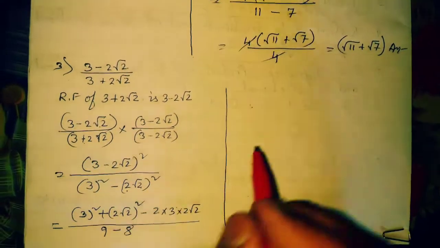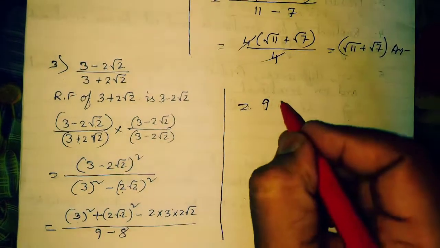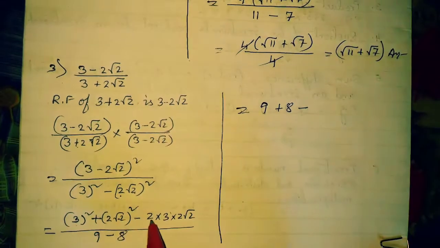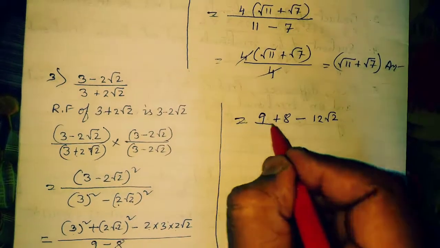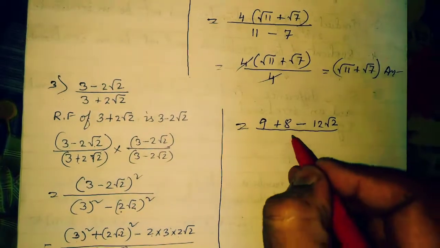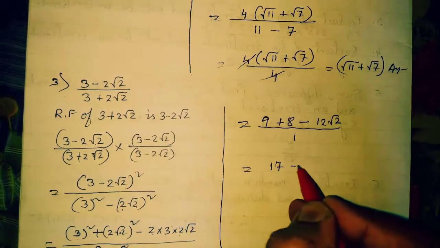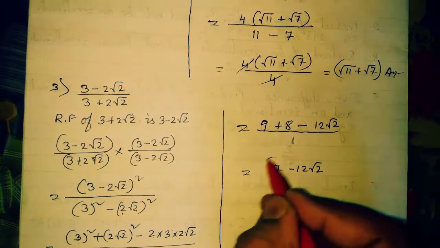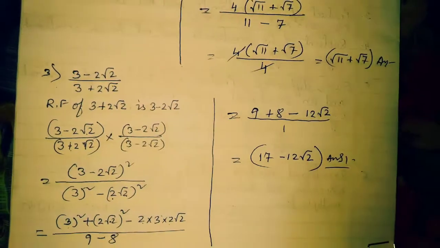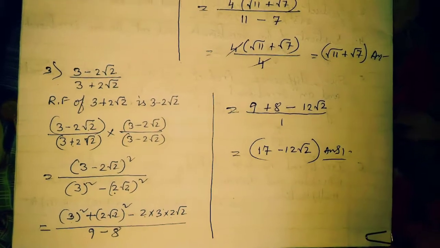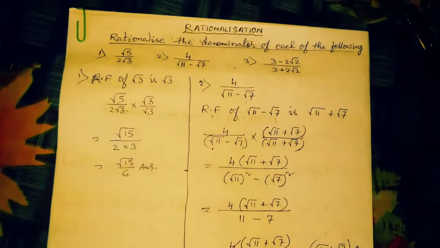If we solve, 3's whole square is coming what? 9. (2 root 2)'s whole square is 8, minus 3 twos are 6, 6 twos are 12, 12 root 2, divided by 9 minus 8, which is coming what? 1. So finally 9 plus 8 is coming what? 17 minus 12 root 2. This will be the answer over here. Clear, student? So this way we'll rationalize the denominator of this question over here.